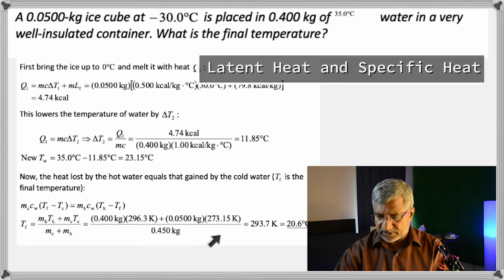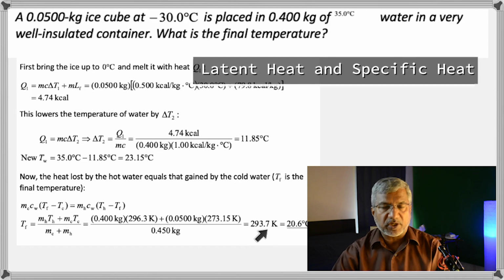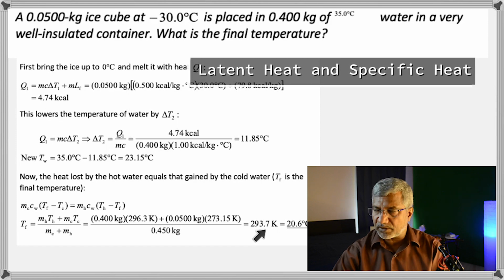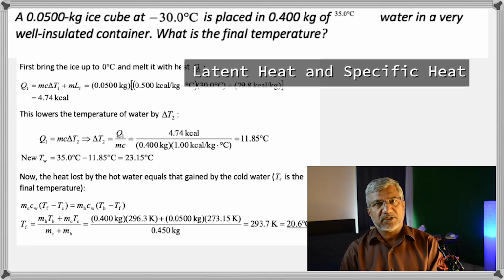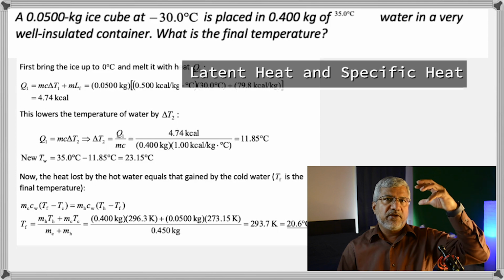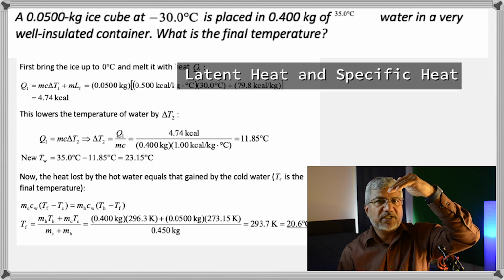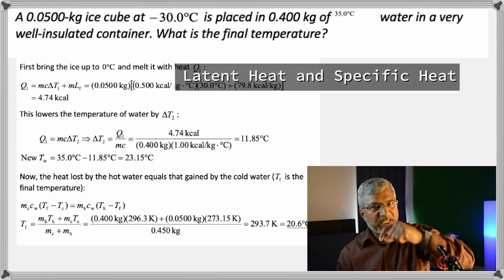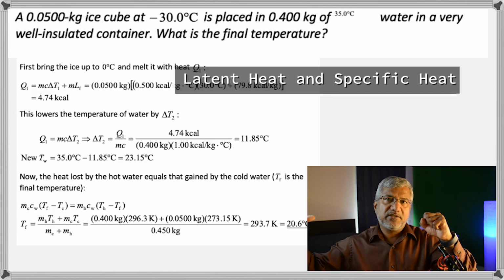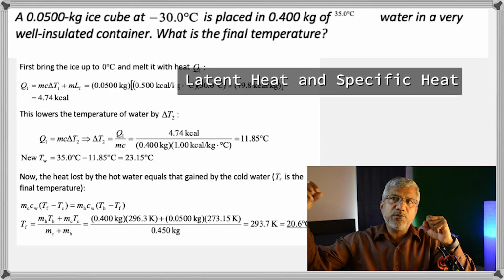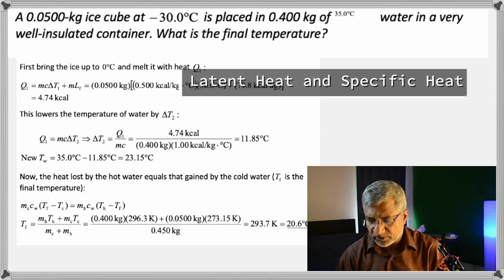This is the total mass. And that gives you 293.7 Kelvin. If you subtract 273 from 273.15, you get 20.6 degrees Celsius. That is a tremendous question. So the summary is the ice first has to get heated up to 0 degrees Celsius, then has to melt, but the melted water is at 0. And then the water in the container, which is at 35, loses heat. This one gains heat, and then they finally have a temperature of 20.6 degrees Celsius.